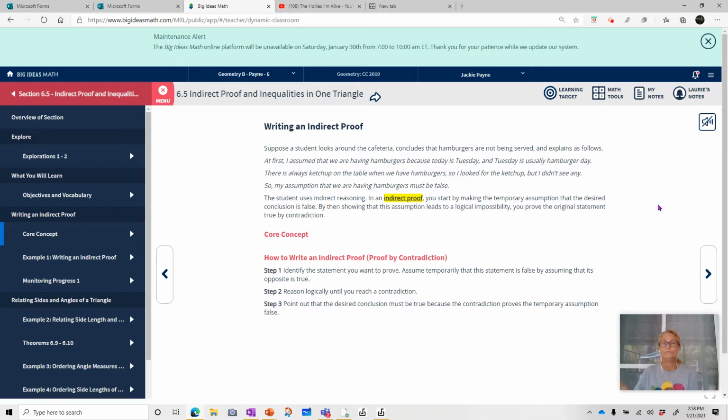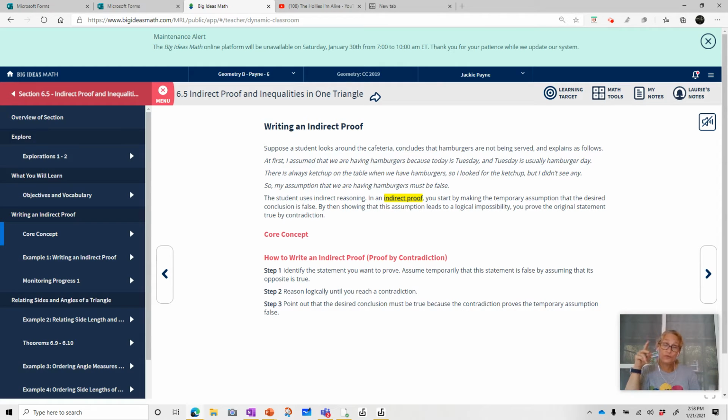Writing an indirect proof. So basically what you're going to do, it's called proof by contradiction, is you're going to temporarily assume that what you want to prove is false. Okay. And then go from there. You reason through it. And you find what we usually call logically is a contradiction. So if you start out with one fact and then you assume it's false and then look at the picture kind of thing, you'll always end up with something that just doesn't work.